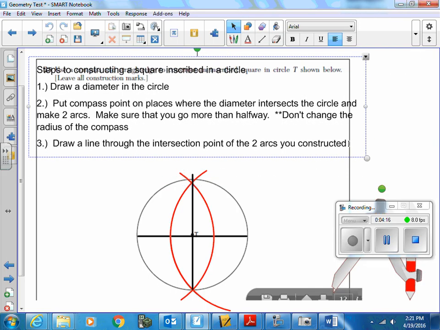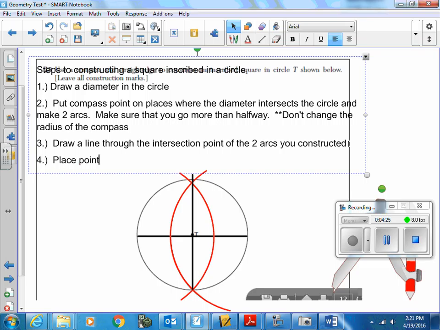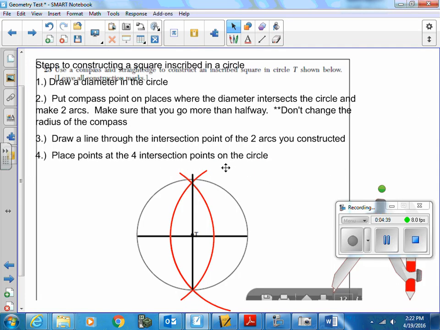All right, step 4. We're going to place points at the 4 intersection points on the circle. Hopefully it's coming back to you now. So the 4 intersection points, by that what I mean is 1, 2, 3, and 4. And don't erase your construction marks, because whoever is grading this is looking for construction marks. Make sure and keep those.